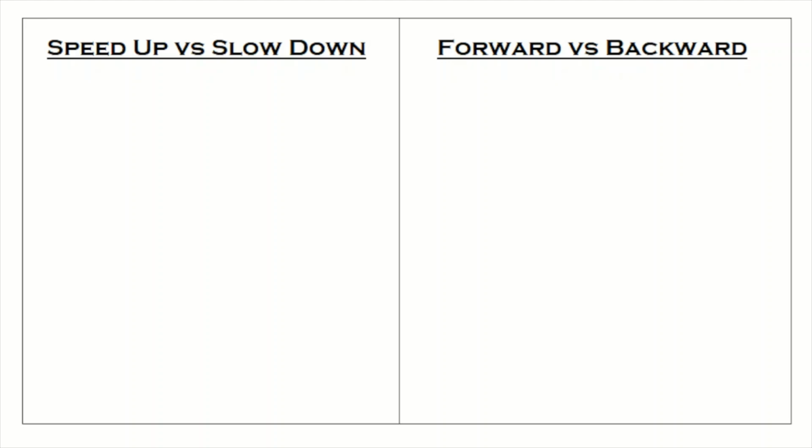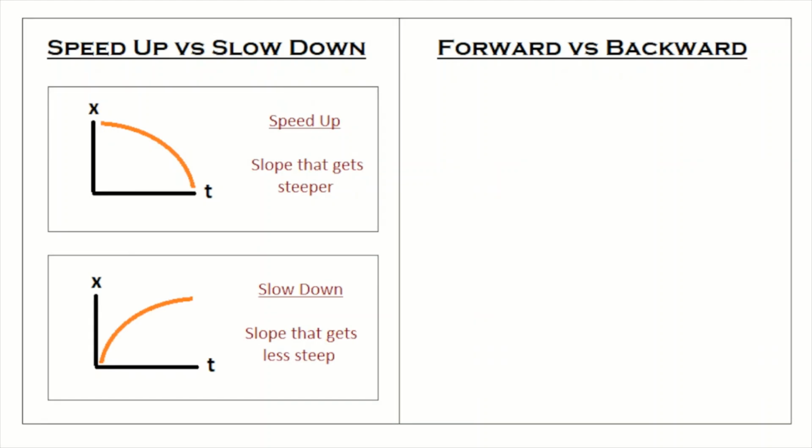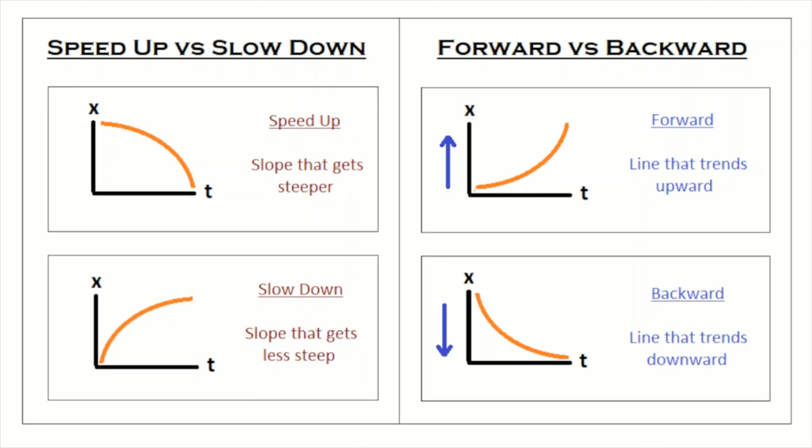To summarize, position versus time graphs that curve can be challenging. There's just a lot of options. But if you can break your analysis into two areas, I think it makes them easier to understand. First, focus on the difference between speeding up and slowing down. Objects that speed up have slopes that get steeper, and objects that slow down have slopes that level off or get less steep. Next, focus on the difference between moving forward and backward. Objects that move forward in the positive direction have lines that trend upward on the position axis, whereas objects that move backward or in the negative direction have lines that trend downward.